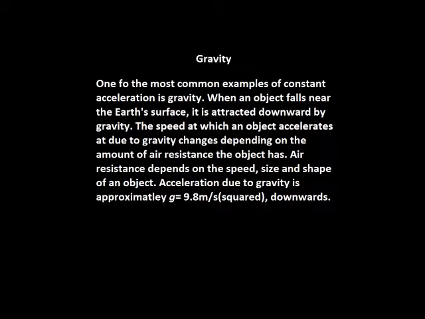The final topic I'll be talking about today is gravity. One of the most common examples of constant acceleration is gravity. When an object falls near the Earth's surface, it is attracted downwards by gravity. The speed at which an object accelerates due to gravity changes depending on the amount of air resistance the object puts out. Air resistance depends on the speed, size, and shape of an object. Acceleration due to gravity is approximately g is equal to 9.8 meters per second squared downwards.